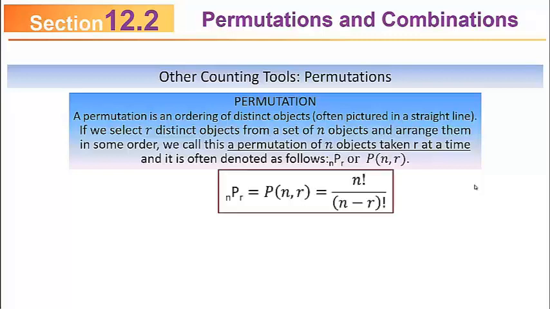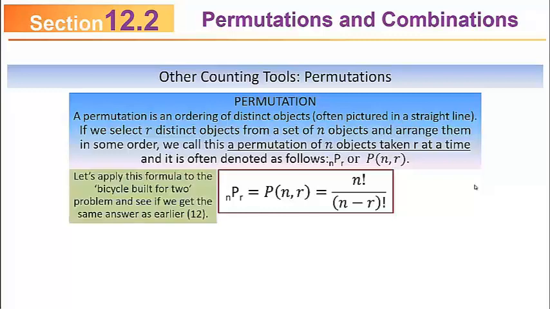And here's the formula. The formula for that is N factorial up top and N minus R factorial down bottom. We're not going to prove this, but we're going to use the result nevertheless. Now let's apply that formula to the bicycle built for 2 problem and see if we get that same answer, which was 12 that we got earlier. So let's plug them in. We had 4 people, so N is 4. We took them 2 at a time, so R is 2.